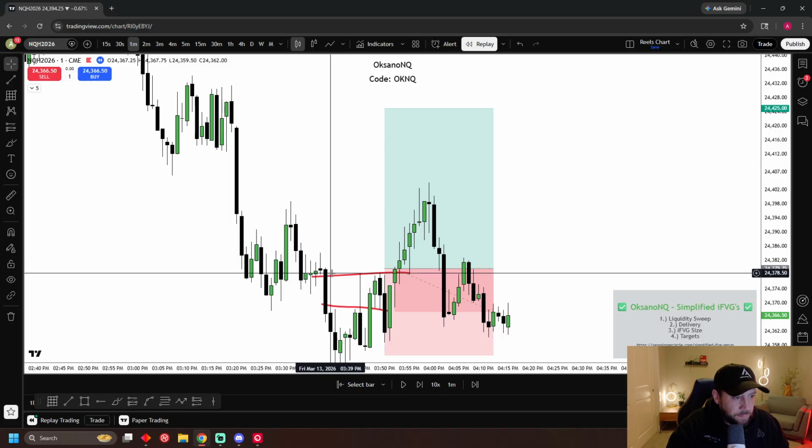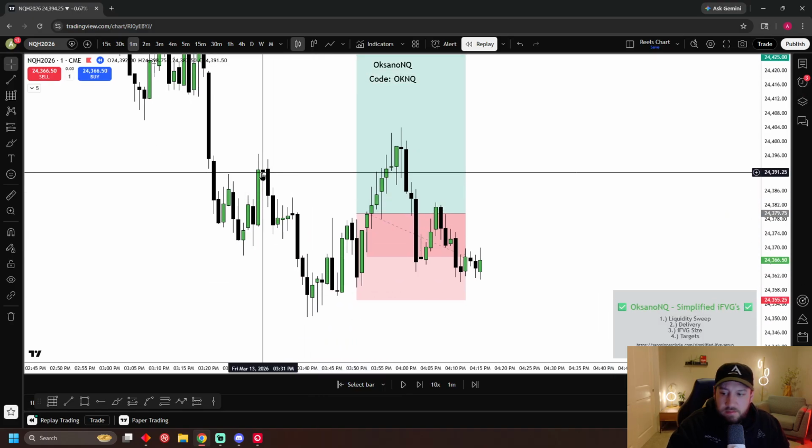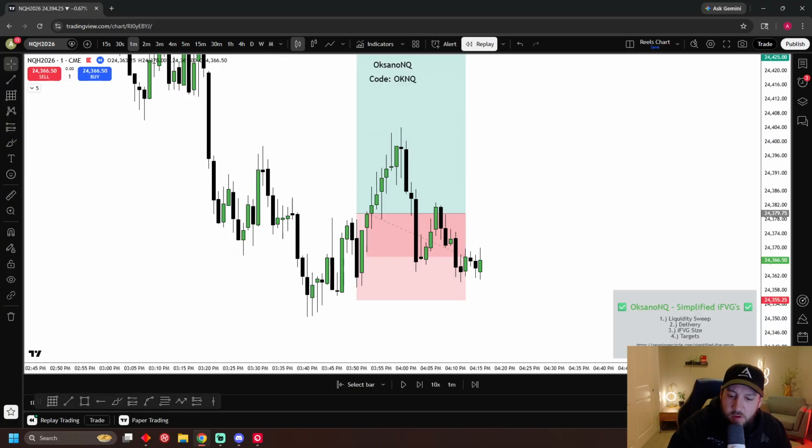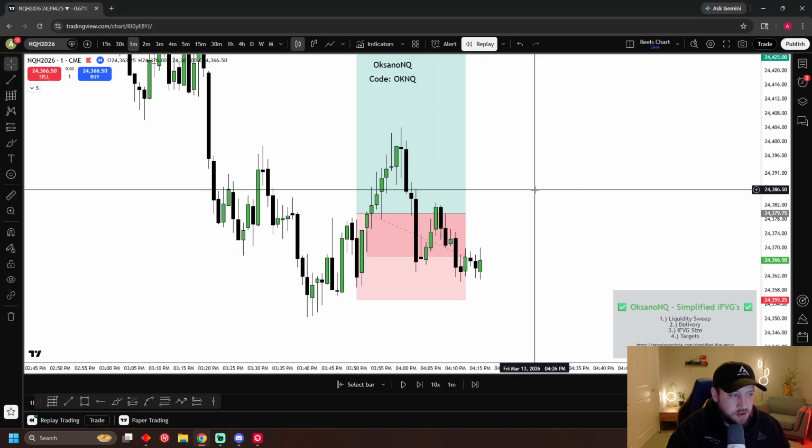So scaling at places where we're going to reject is smart because then you don't give up your whole bag if we do reject and it comes back to entry.